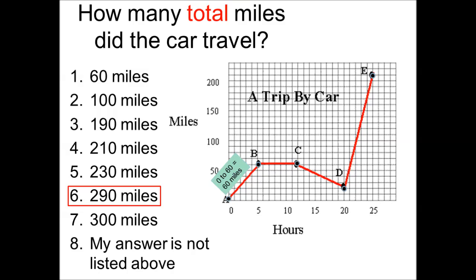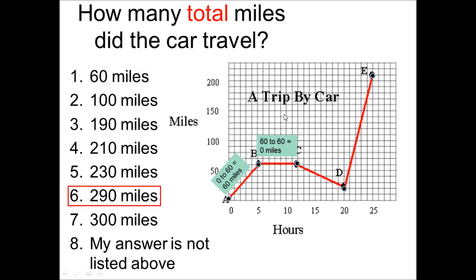Then from point B to point C, it doesn't change at all. It's sitting at 60 miles. So you could picture right here as being a trip from, I don't know, your home to somewhere 60 miles away. Then you went shopping for, I don't know, 7 hours. Well, your car didn't move. It sat 60 miles away from your house. So 60 to 60, that's 0 miles.